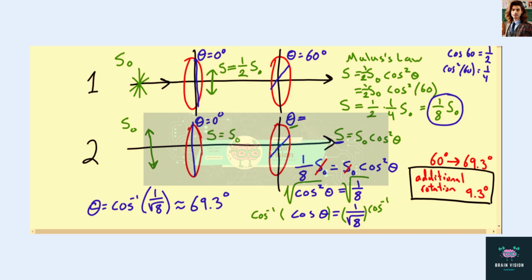Now, does theta need to be increased or decreased by that additional amount? I would say increase because it's going to a larger theta, from 60 to the larger number of 69.3.